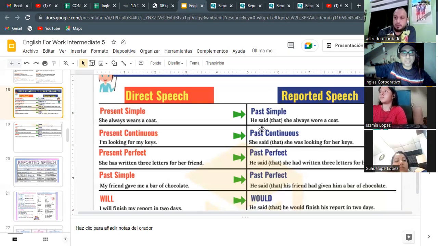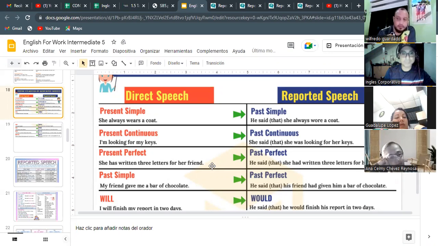Good. Now let's go with the present perfect. She has written 3 letters for her friend. How is that going to be in negative? She hasn't written 3 letters for her friend. Very good, that is it. And he said that she had written 3 letters for her friend. How is that going to be in negative?